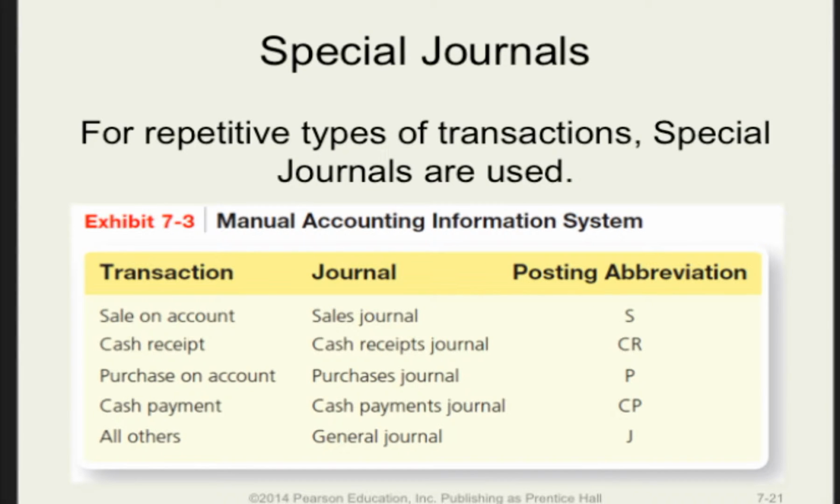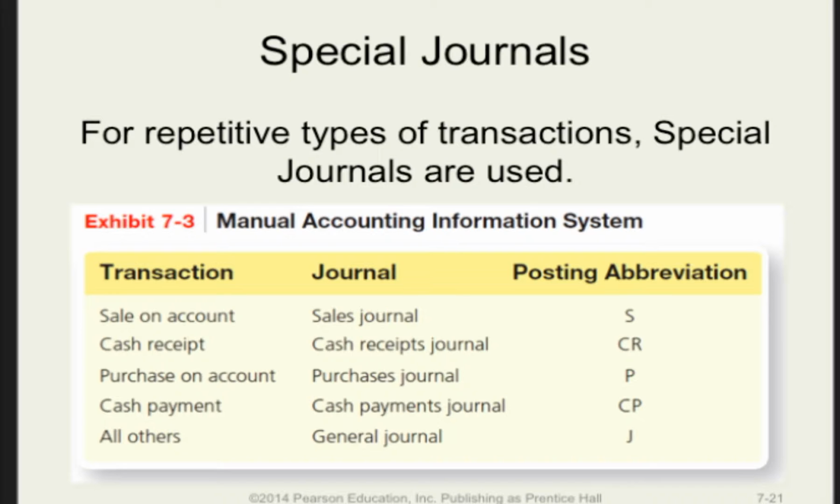In accounting, there are some types of transactions that occur frequently and are often very repetitive. Rather than record a series of nearly identical journal entries, it is more efficient to record those types of transactions in a special journal. There are 4 basic special journals that are very often used.